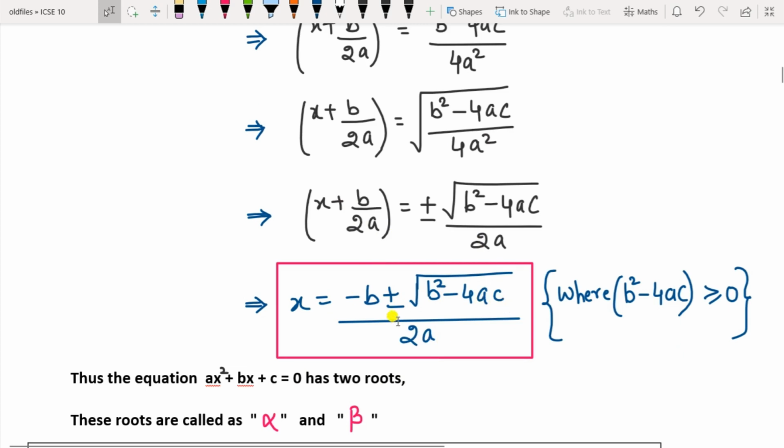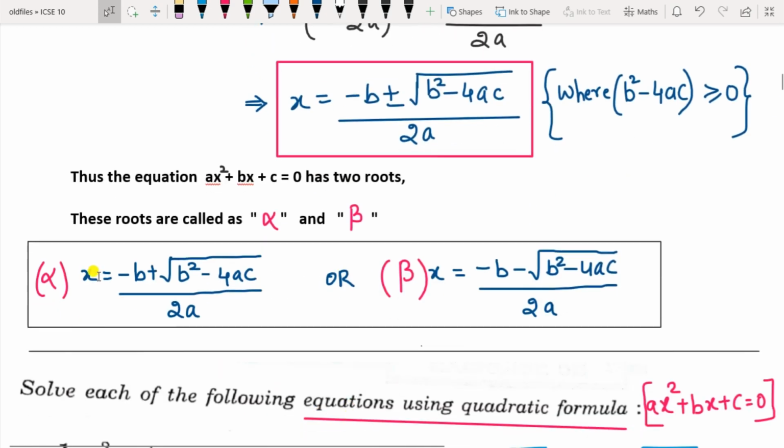This is called the quadratic formula, where b square minus 4ac, this term, should be greater than or equal to 0. Now the equation ax square plus bx plus c equal to 0 has two roots. Since you can see here it is plus and minus, it has two roots. Those are called alpha and beta. The value of x with plus under root of b square minus 4ac by 2a is called alpha, and the value of x with minus under root of b square minus 4ac upon 2a is called beta.